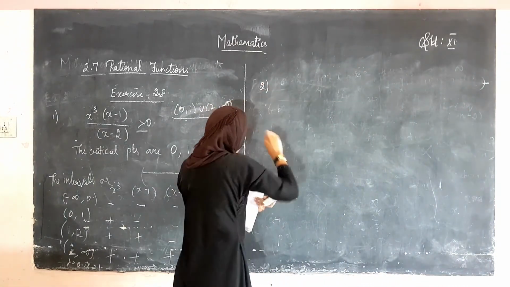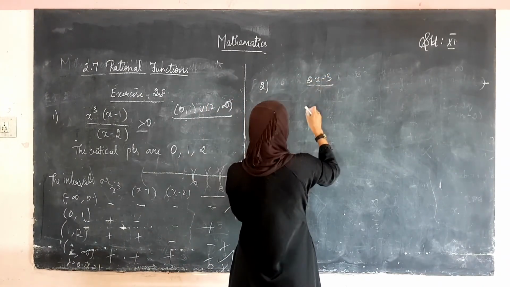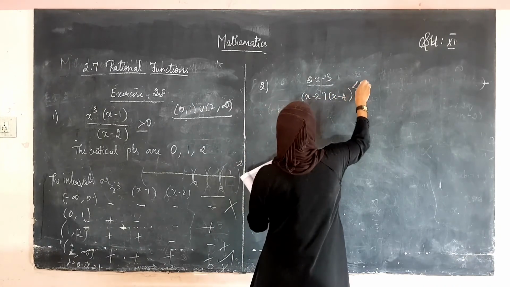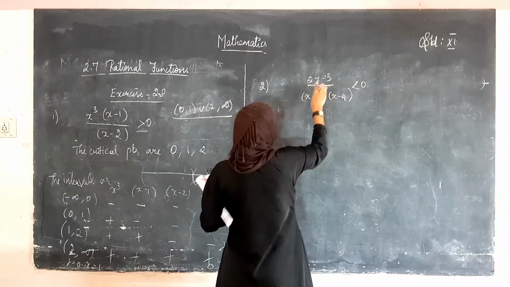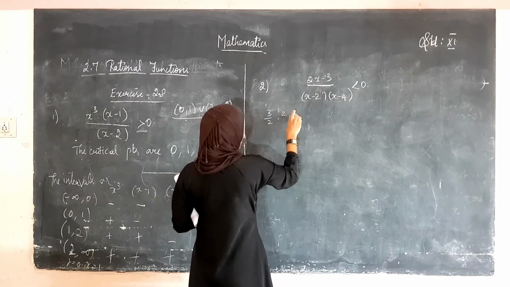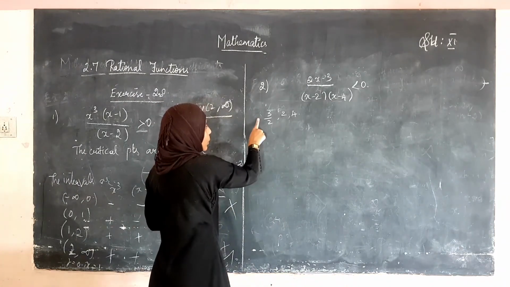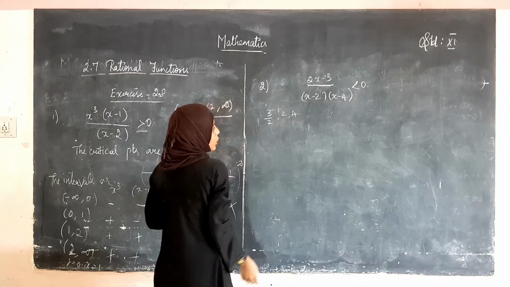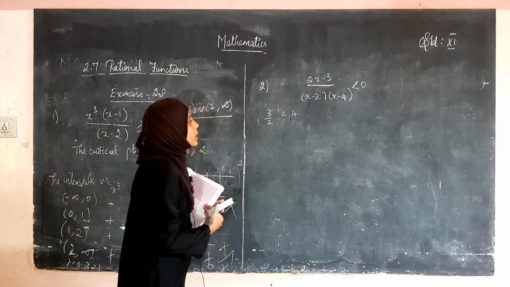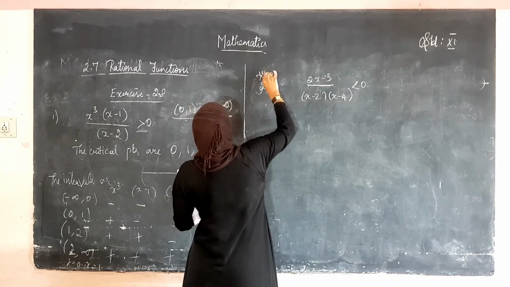Now the next sum, the second sum. What is the question they have given? Satisfies the inequality, that is the same: (2x minus 3) divided by (x minus 2) into (x minus 4) is less than 0. So from here what will be the solution? x will be equal to 3 divided by 2, 2 and 4. These are the critical points, right? This is 1.5, this is 2 and this is 4. So you will be getting 4 intervals. You have to solve this, it is the assignment for you. I have shown you the critical points.